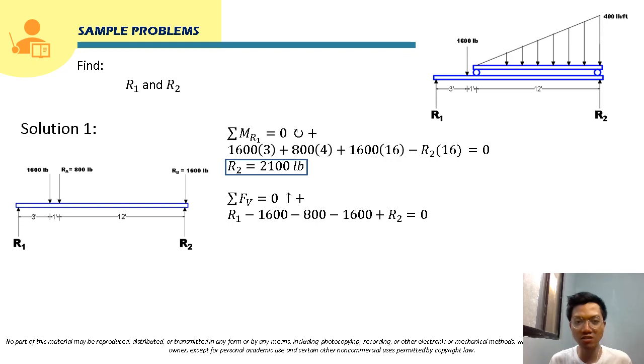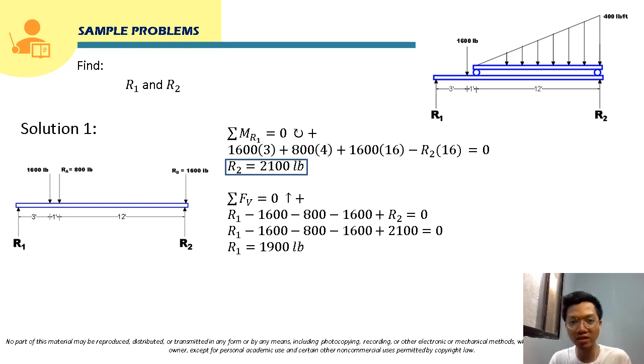From here, we can solve for R1 because we already solved for R2. So we just substitute 2,100 to R2. Solving for R1, we transpose everything, and what will remain on the left side will just be R1. So that will be 1,600 plus 800 plus 1,600 minus 2,100, since we transpose it to the other side. So that will be 1,900 pounds. That will now be the answer for reaction R1.